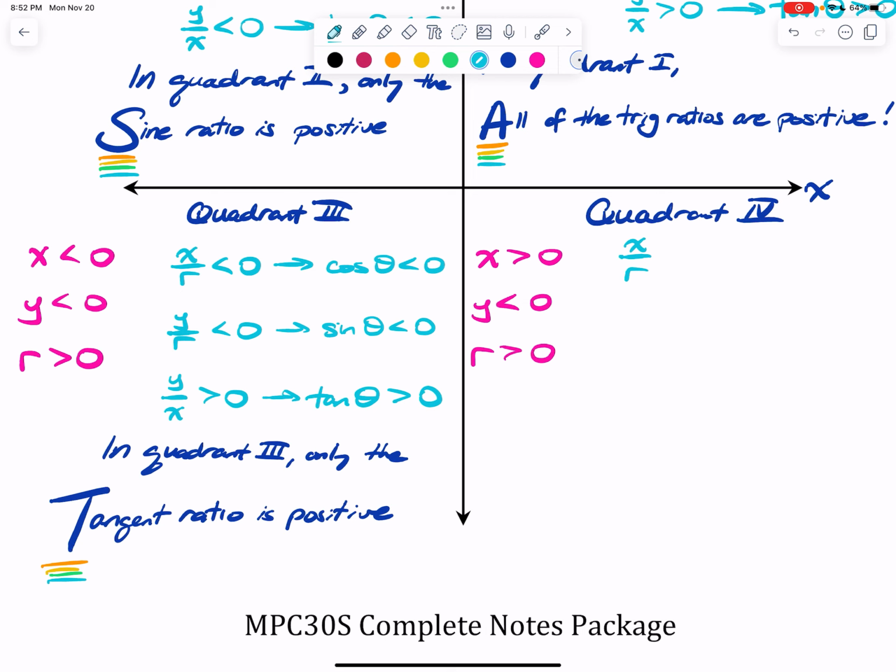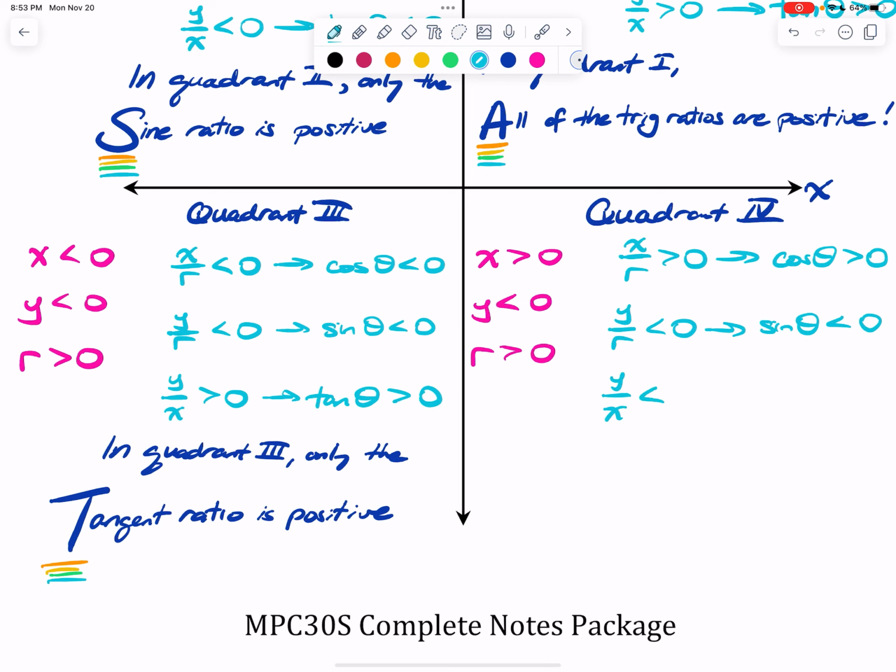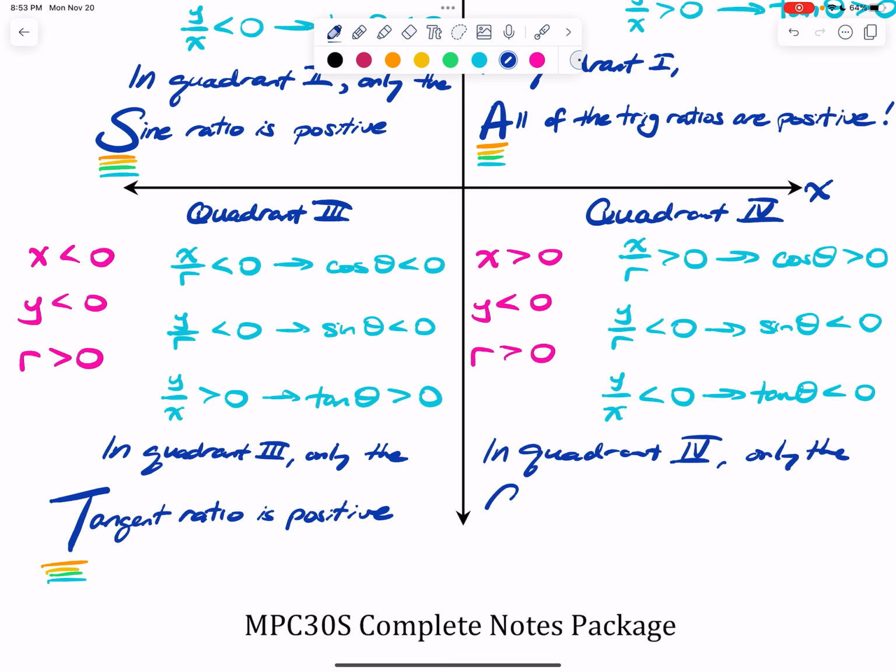We look at x over r, that's positive divided by positive. That is positive, so cosine must be positive. We look at y over r, that's negative divided by positive. That's negative. Therefore, sine theta is negative. And then there's y over x, that old chestnut. We've got negative divided by positive, which gets us an overall negative. So tan theta is negative. In this quadrant, sine and tan are negative, but cosine is positive. Our concluding statement is that in quadrant 4, only the cosine ratio is positive.